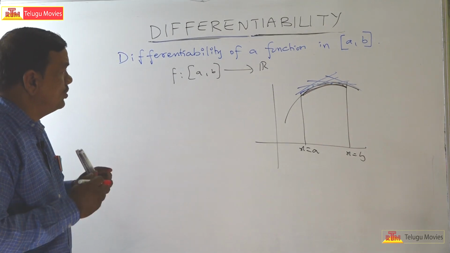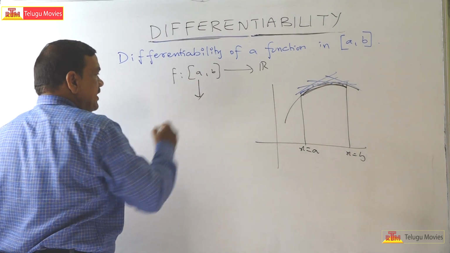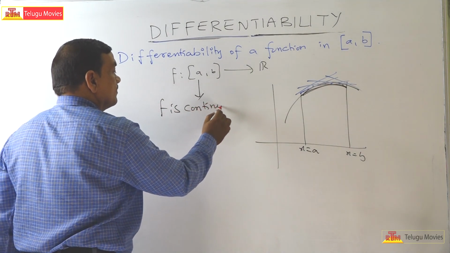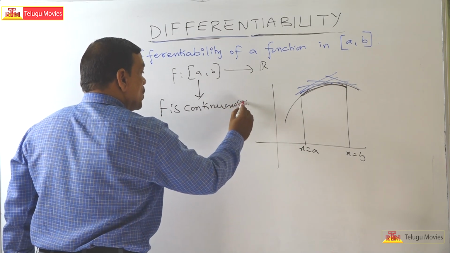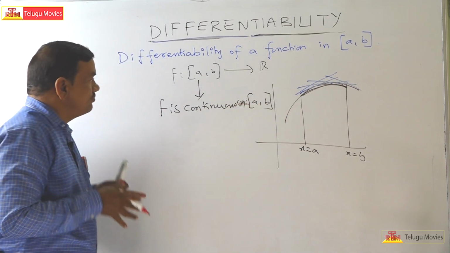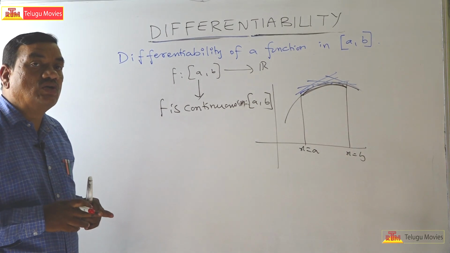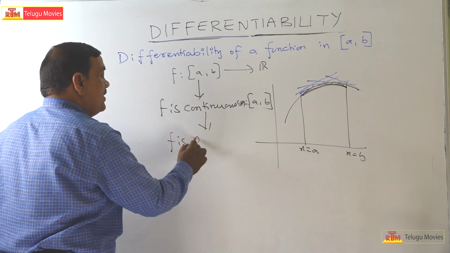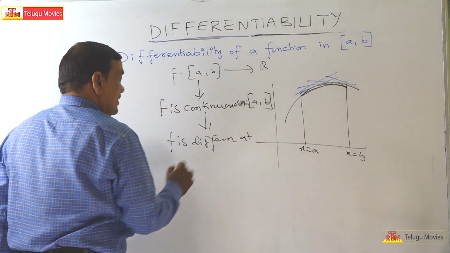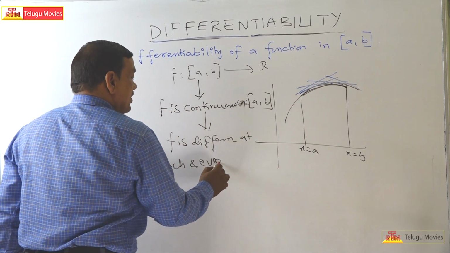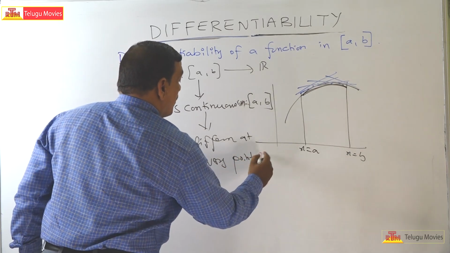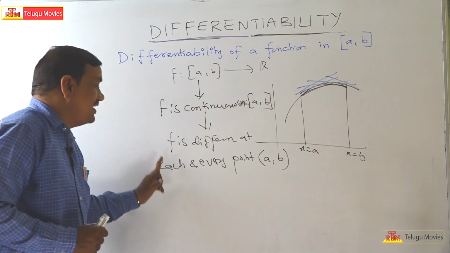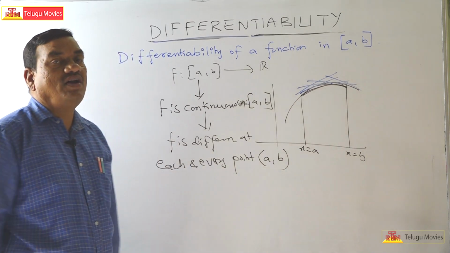Okay, now. So to define differentiability, the first thing is that f should be continuous in the closed interval [a, b]. Then f should be differentiable at each and every point in the open interval (a, b). That should be there.